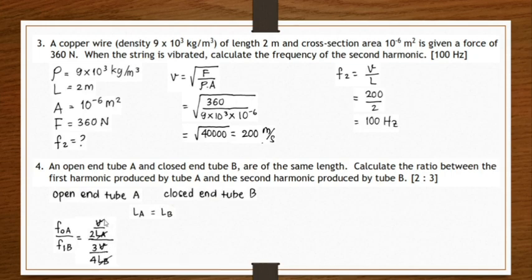So V is the same because it is the speed of sound in air. L is the same. So we can cross them and we get a half divided by 3 over 4. It will be equal to a half multiplied by 4 over 3. It will be 2 to 3, the ratio.